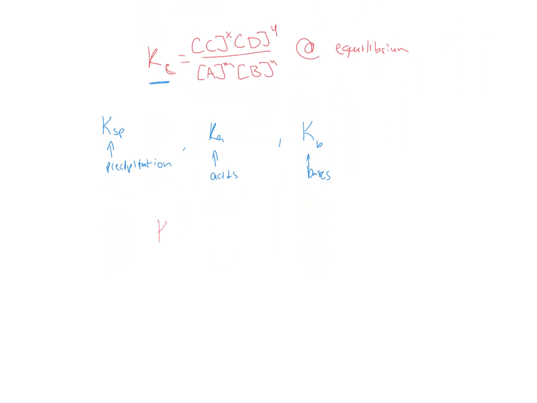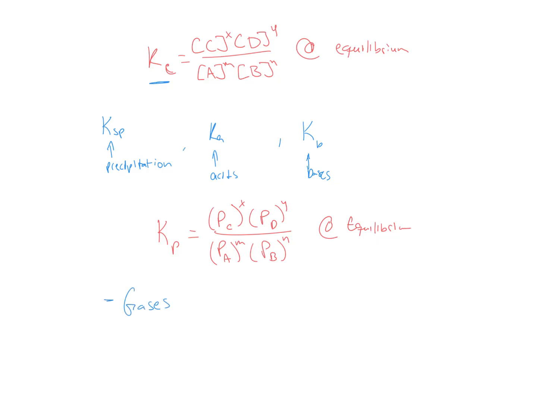Similarly, Kp is the equilibrium constant with respect to pressure. So you'd have the partial pressure of C to the x power times the partial pressure of D to the y power divided by the partial pressure of A to the m and partial pressure of B to the n. And again, this is at equilibrium. And the only case when you use this is when you're given gases, if you're given partial pressure of gases.